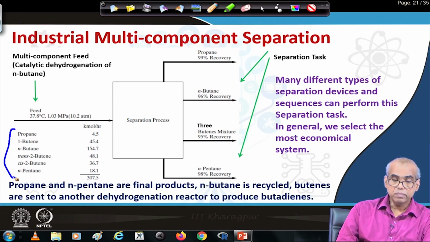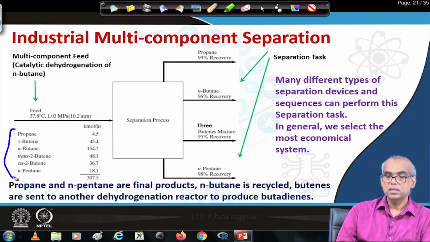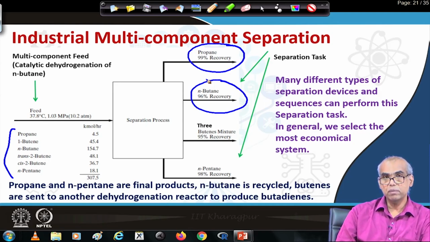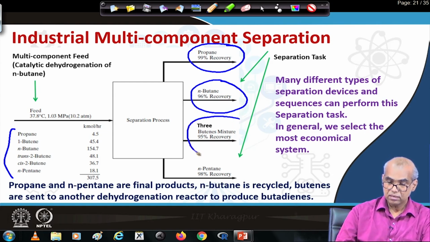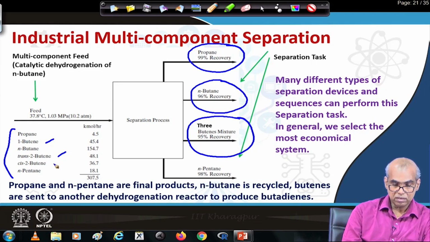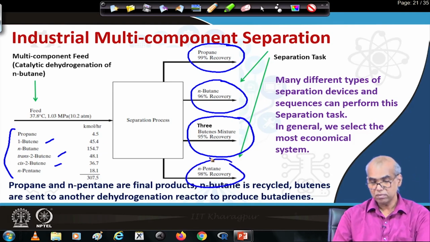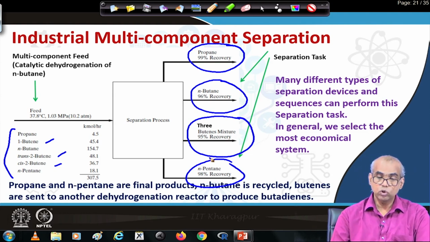Now, this mixture of 6 components has to be separated into a propane rich stream where 99% of the propane in the feed stream has been recovered, one N-butane rich stream where 96% of N-butane has been recovered, then a mixture of 3 butenes, 1-butene, trans-2-butene, cis-2-butene, and these butene mixtures must correspond to 95% recovery from the feed, and finally, one N-pentane rich stream where you have recovered 98% pentane from the feed. So, this is my separation task.